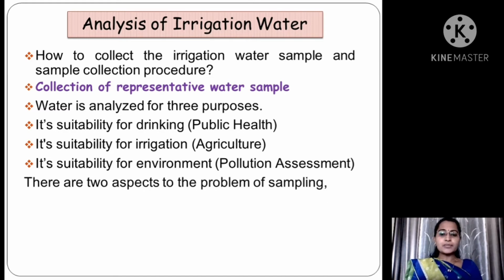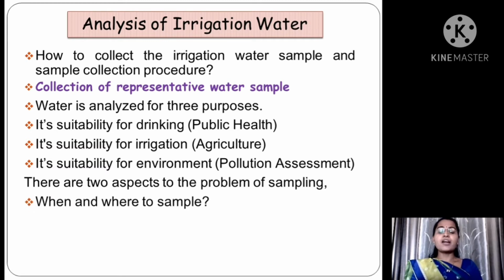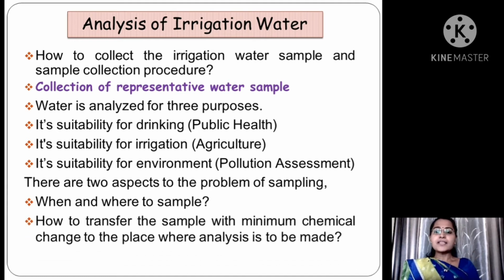There are two aspects to the problem of sampling. When we collect the sample, there are two problems we have to face: when and where to sample, while the second one is how to transfer the sample with minimum chemical change to the place where analysis is to be made. We have to reach our sample up to the chemical laboratory without any delay. These are the two things we must consider when we want to analyze the irrigation water.